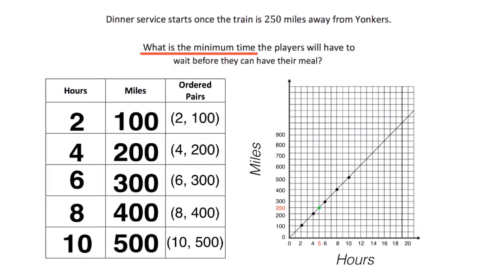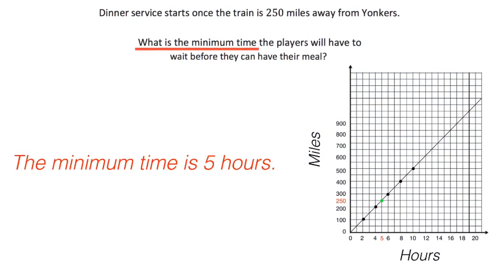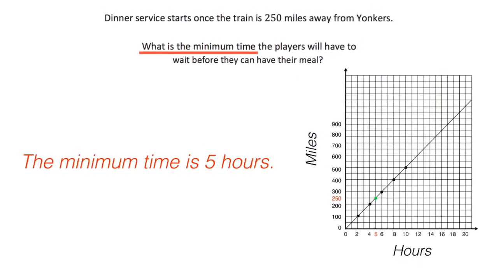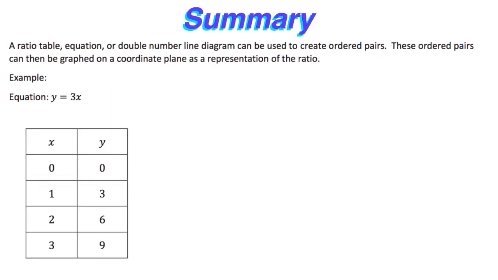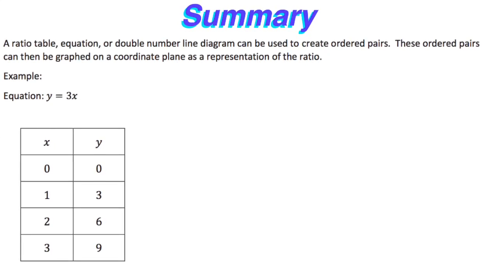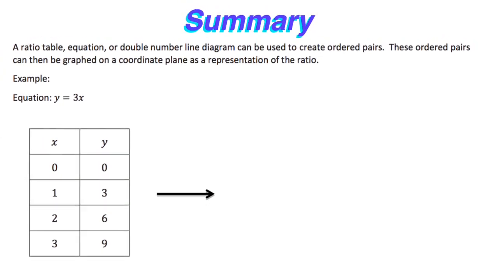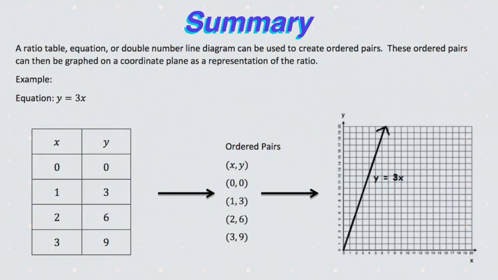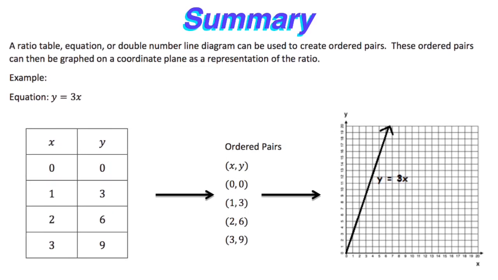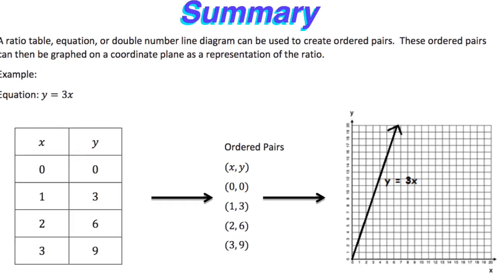So the question is, what is the minimum amount of time that the players would have to wait before they can have their meals? We've found that the minimum amount of time they'd have to wait before eating is 5 hours. And so to sum all of this up, guys, a ratio table, equation, or double number line can be used to create ordered pairs, which then we can plot onto a grid. For example, if I have this table of values, I can take it, turn all of the values into x and y coordinates, and then plot those coordinates. This will help me find any other information that I might need along the line that follows between all the coordinate points.